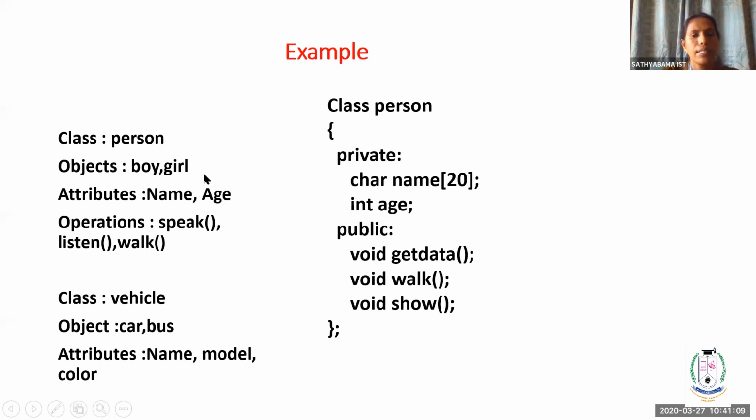Now one simple segment of code is given as an example. Say, for example, the description is given here. The class is called person. Here under the class, we have two different objects called boy and girl. And every object will have its own attribute and its operation.